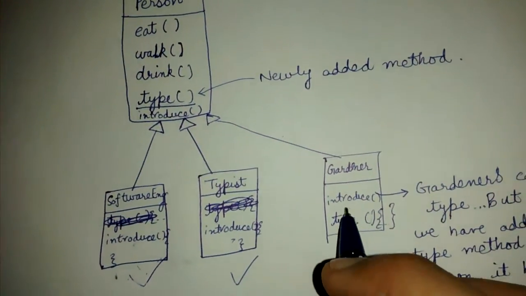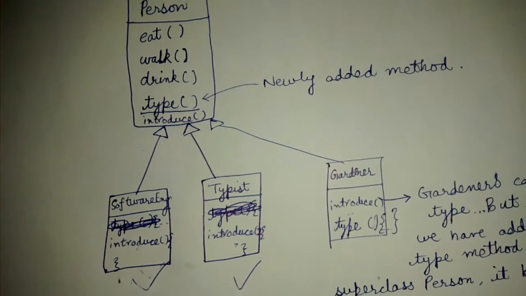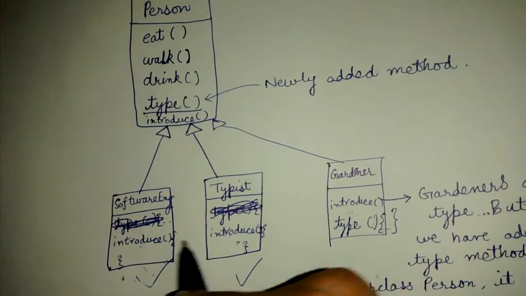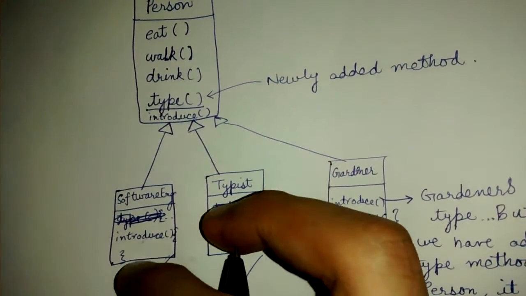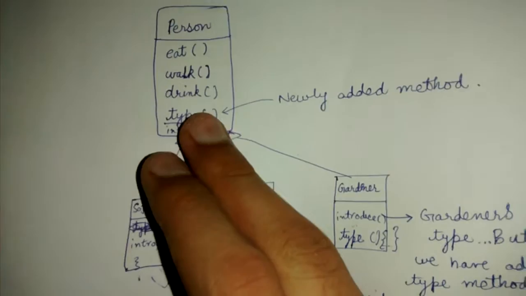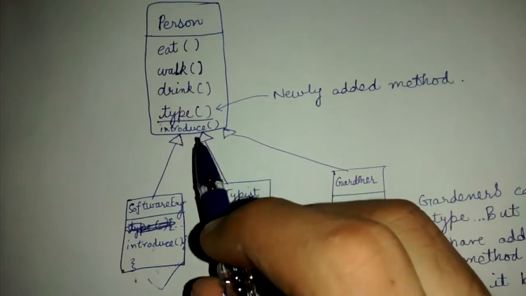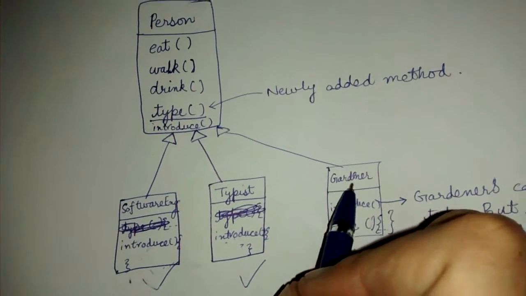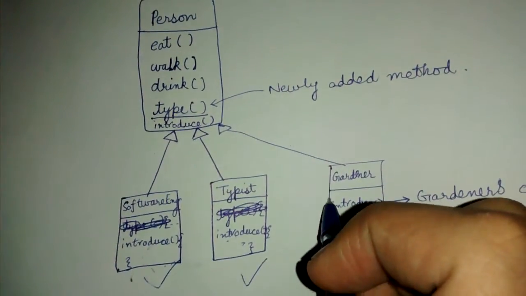Now we want to add a new functionality called type, but we want to add in only these two classes because a gardener can't type. So one solution will be to add in both of these classes, but since this is a common functionality, we would like to add it in the parent class. But the problem, if we add in parent classes, the gardener will also inherit the same implementation.